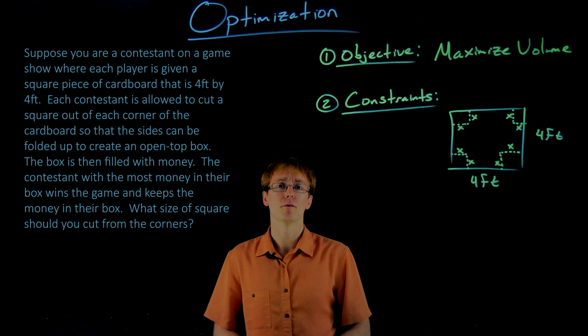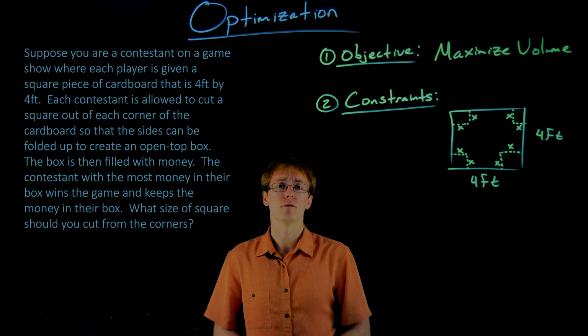And so remember, we create the open top box by folding these little side flaps up. So the height of our box is going to be the length of that little x value, that side flap. And then what about the length and width of our box? Well, that's just going to be the length and width of each of these side flaps.